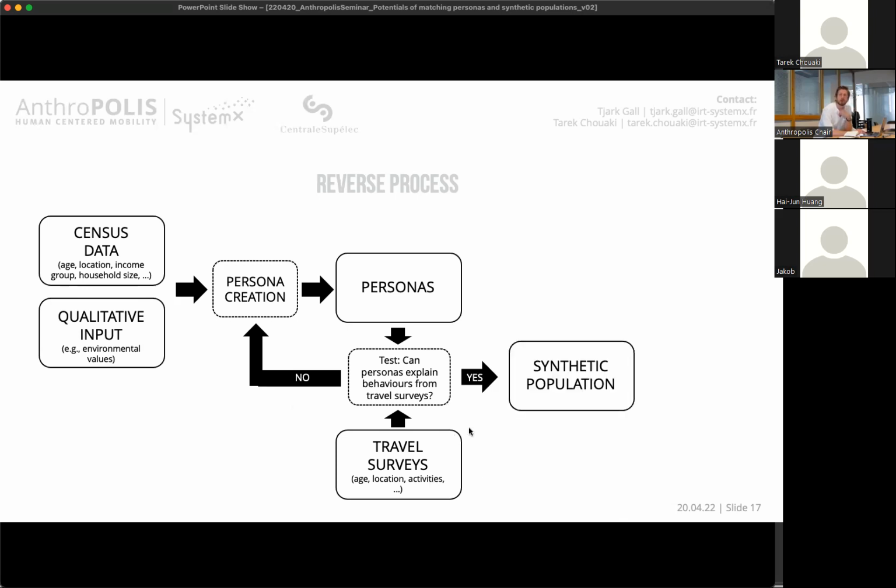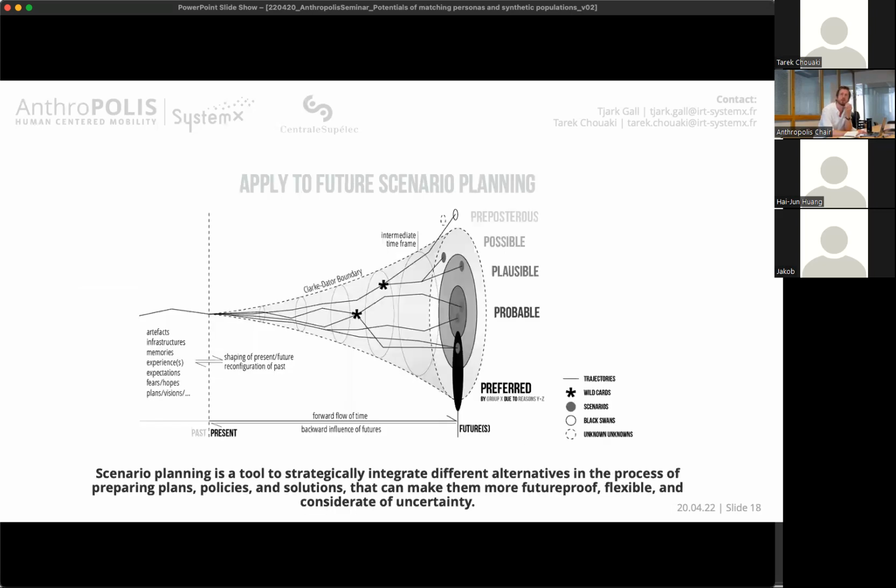And if it works, if it makes sense, then these things together can feed and inform the synthetic population, which in return can inform the simulation part. But this is all what we talked about today.